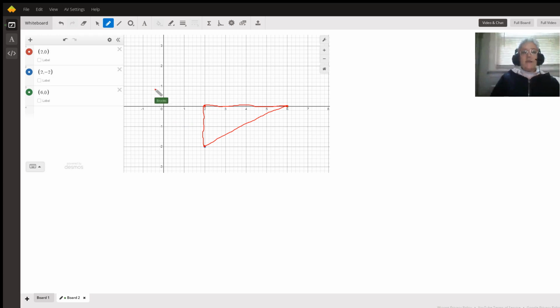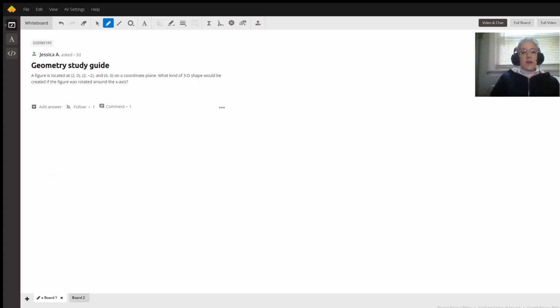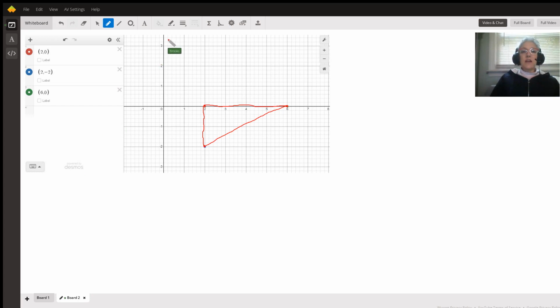So imagine, and let's go back and look at the original question. If we take that shape and rotate it around the x-axis, so let's take a look at that, which is the x-axis. Well, it's this line right here. If we were to rotate the shape around the x-axis, we would end up with a cone. So what I want you to do, if you can, is just try to visualize this thing wrapping around that x-axis and going all the way around.